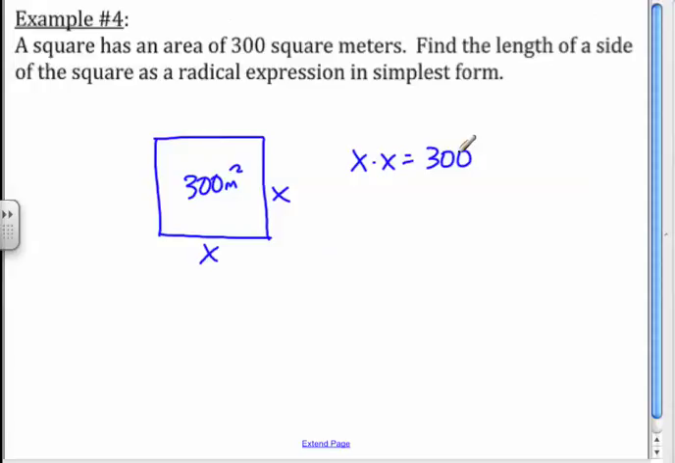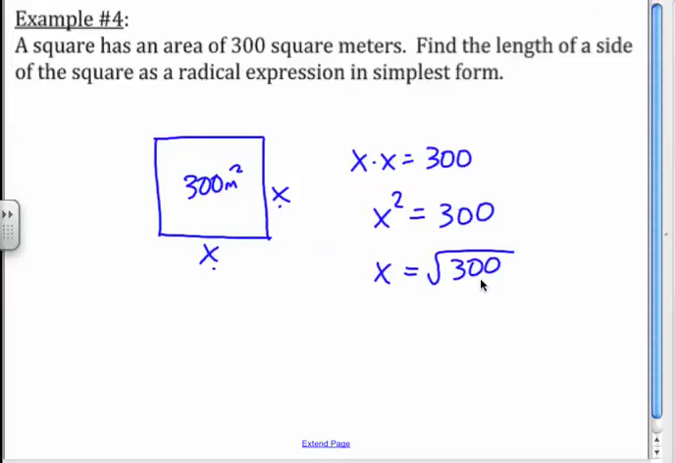Okay? So, since it's the area, I know it's base times height equals the area, or length times width. So x times x equals 300, which means x squared equals 300. Now, the question that I'm asking myself is, what number times itself equals 300? Well, guys, that means that x is equal to the square root of 300. Because what does a radical ask us? A radical says, what number times itself equals 300? And that's what we want to know.